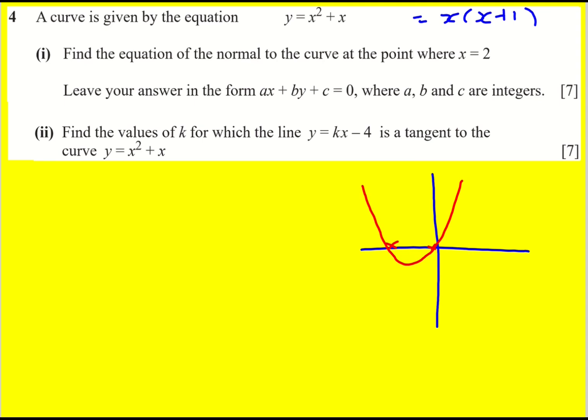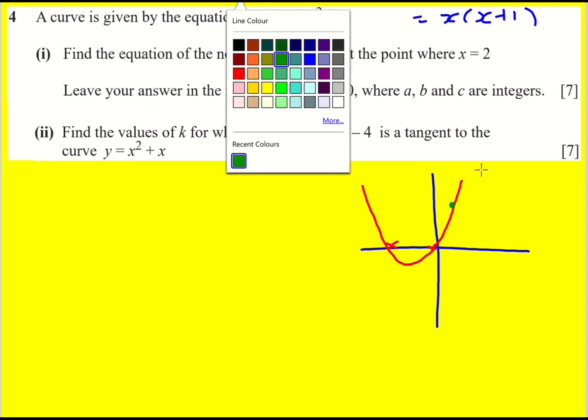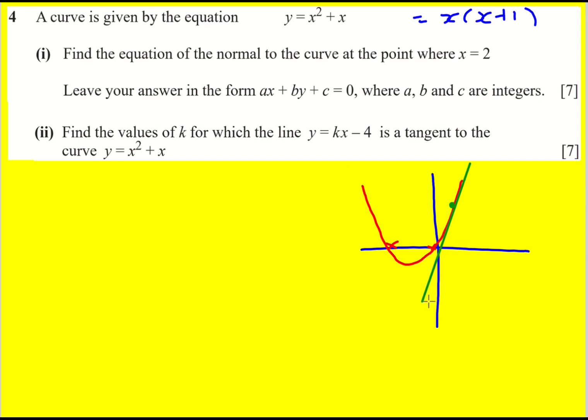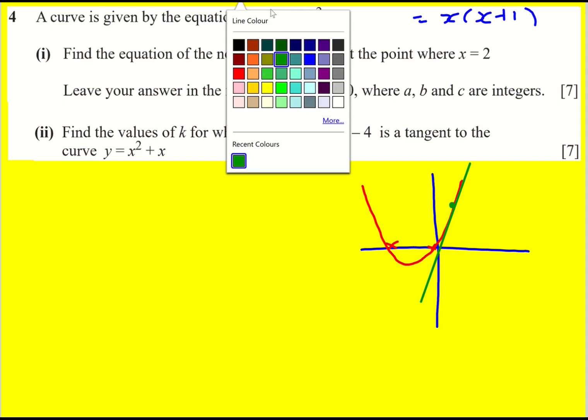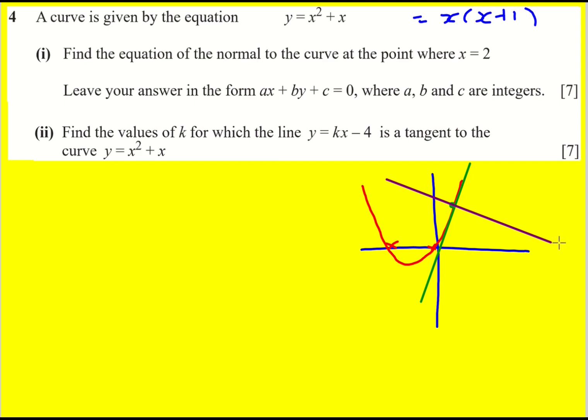We want to find the equation of the normal when x is equal to 2. So a tangent when x equals 2 would look a little bit like this. It would just glance off of the curve. It would have the same gradient at that point. And then the normal is at right angles to that. So this is actually the equation that we want to find, this purple line.